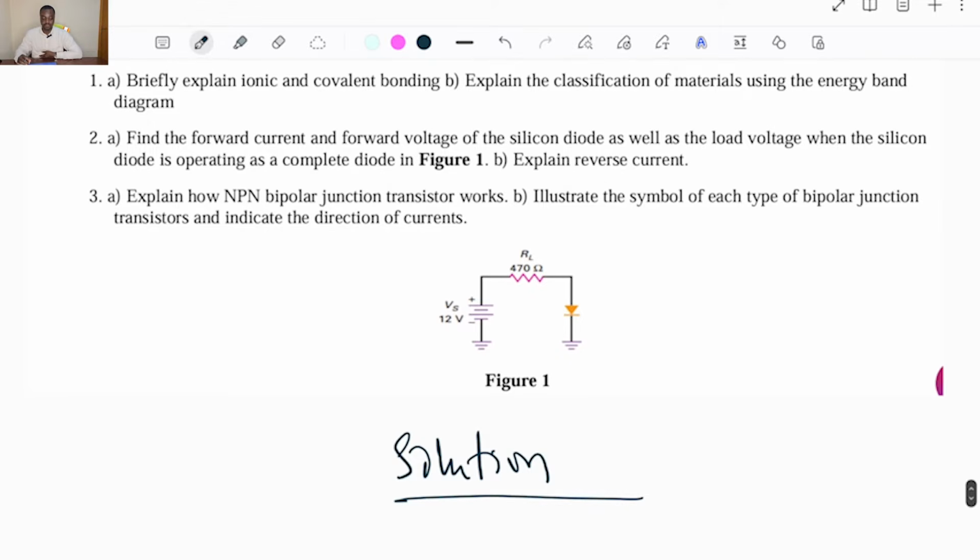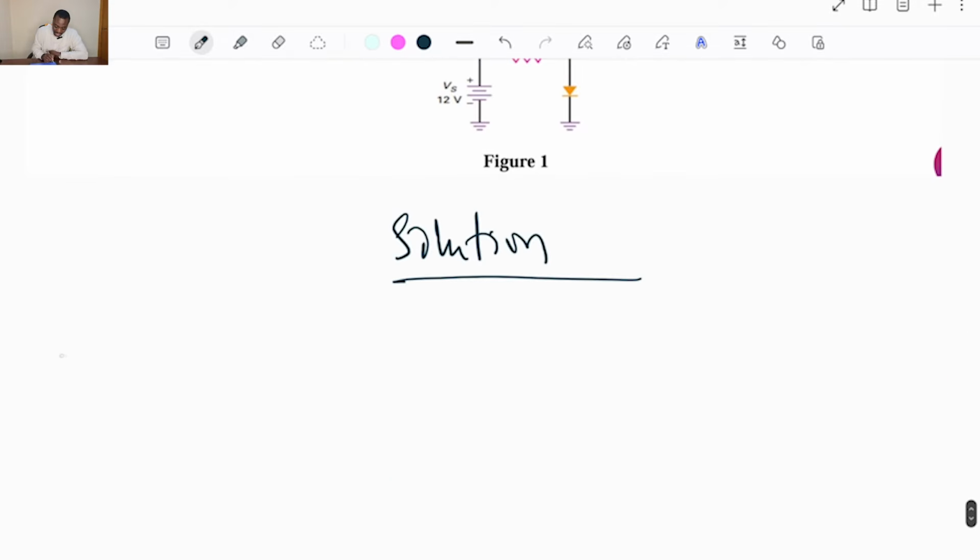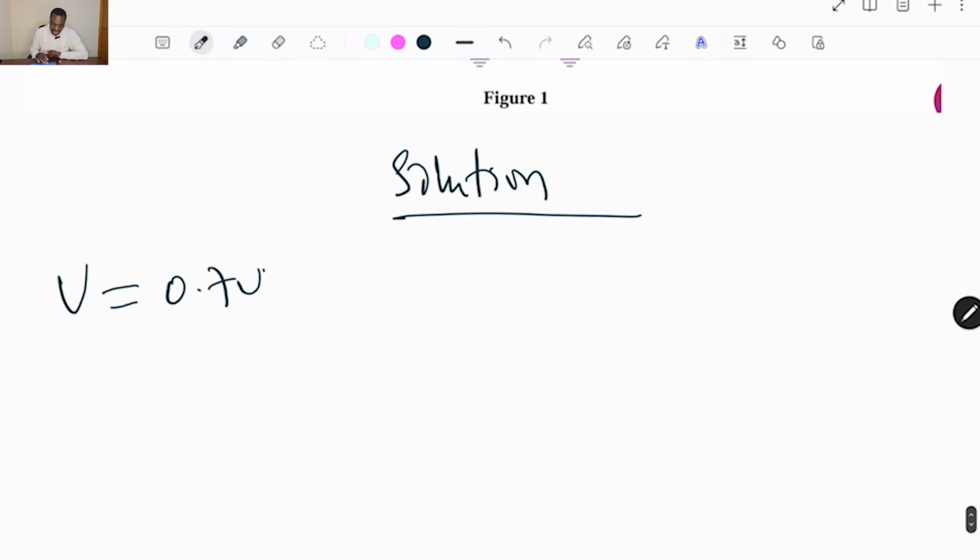Now let's go to the next question, which is question 2a. Find the forward current and forward voltage of the silicon diode as well as the load voltage when the silicon diode is operating as a complete diode. So here we are talking about a silicon diode, so we know that the barrier potential of a silicon diode is going to be 0.7 volts. So this is the barrier potential.